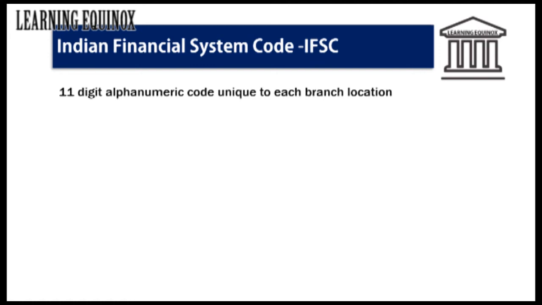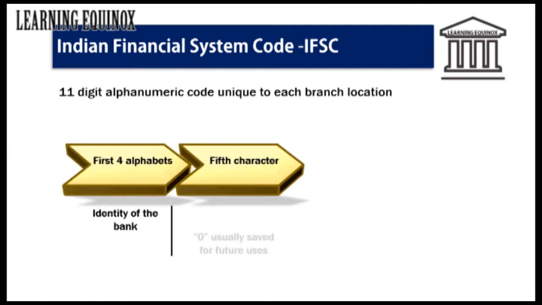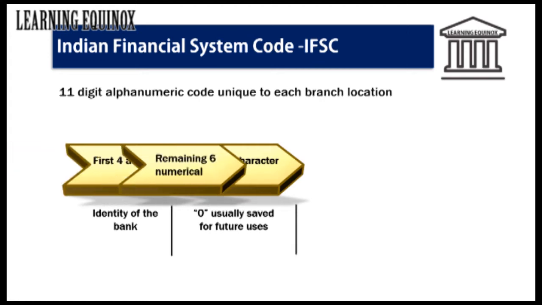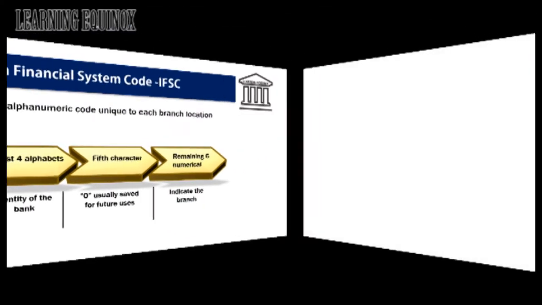IFSC is an 11-digit alphanumeric unique code given to each branch location. Here, the first 4 alphabets indicate the identity of the bank. The 5th character of the code is a 0 in the beginning. It is kept aside for future uses. The remaining 6 characters indicate the branch. So now let us understand each mode of payment one by one.